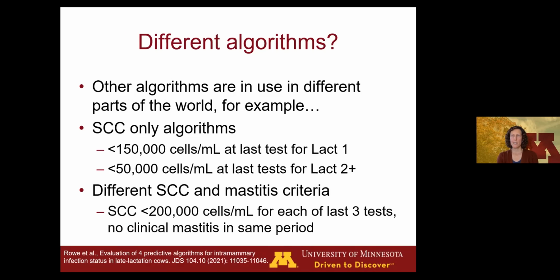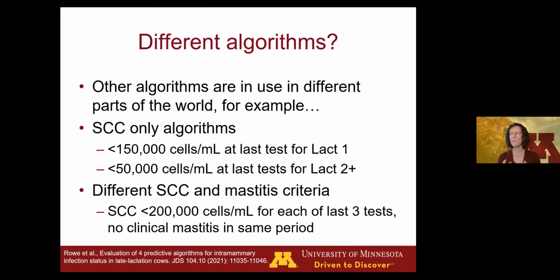I want to take just a minute to talk about different algorithms, because different algorithms have been used in different research trials and in different parts of the world. For example, there might be algorithms that only look at somatic cell count data. We might say, okay, we're going to give internal teat sealant only to first lactation cows who had a somatic cell count under 150,000, and for second and greater lactation cows, somatic cell count under 50,000. Or there might be criteria that use different somatic cell counts, or a combination of somatic cell count and clinical mastitis criteria. So there's a bunch of different ways to do this.